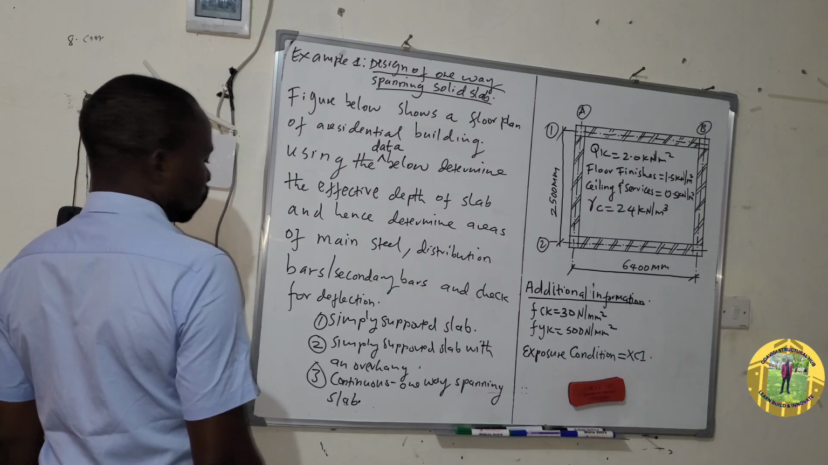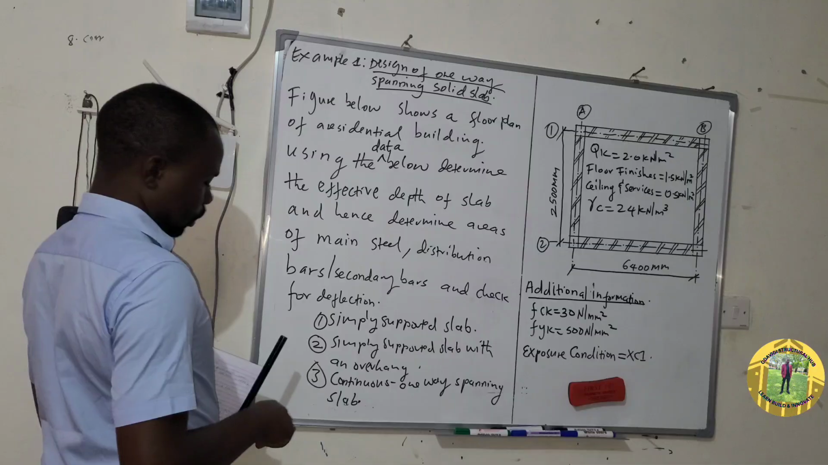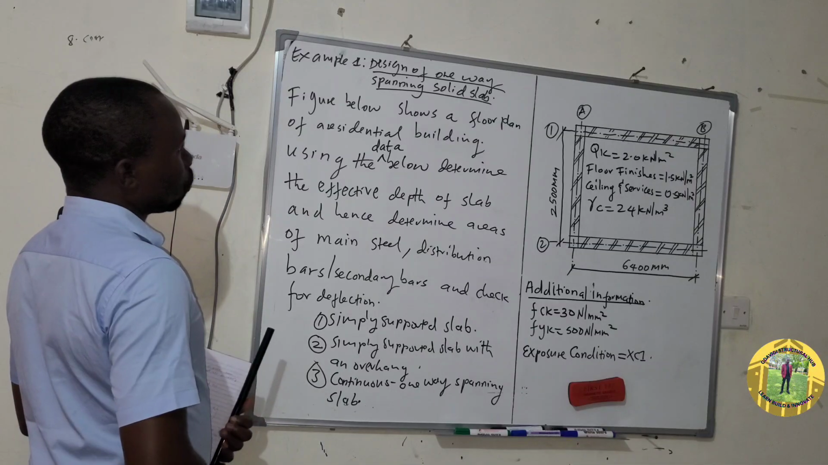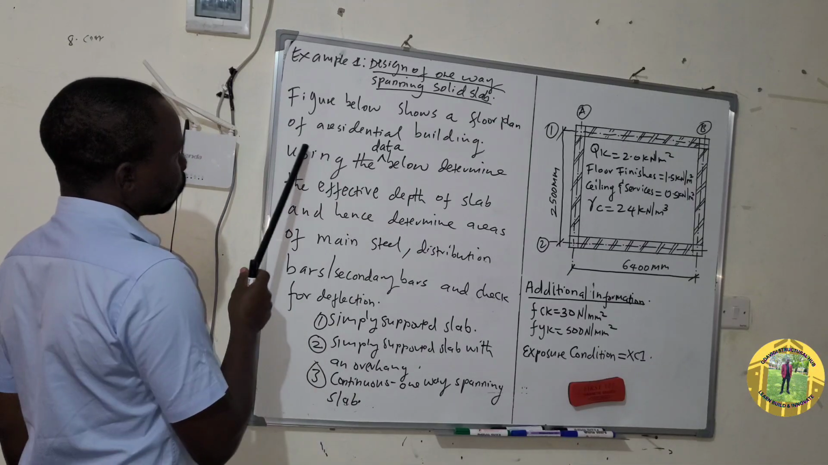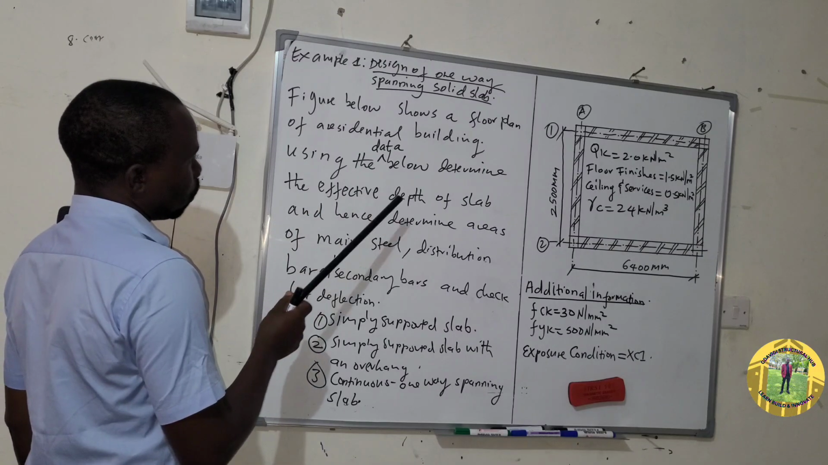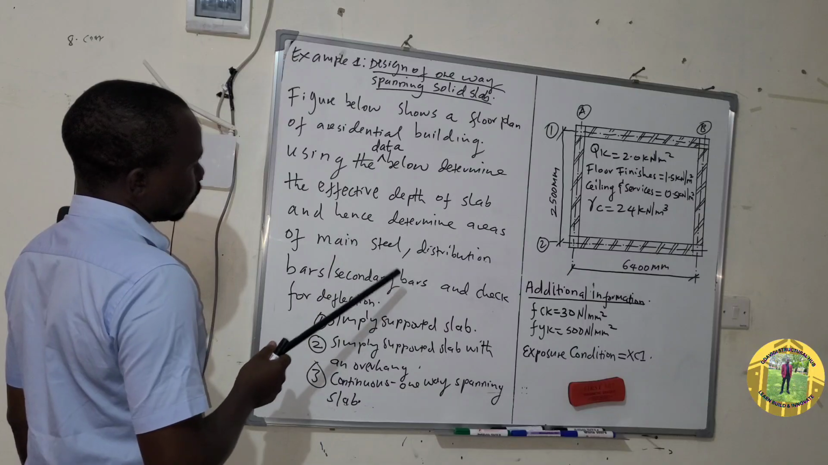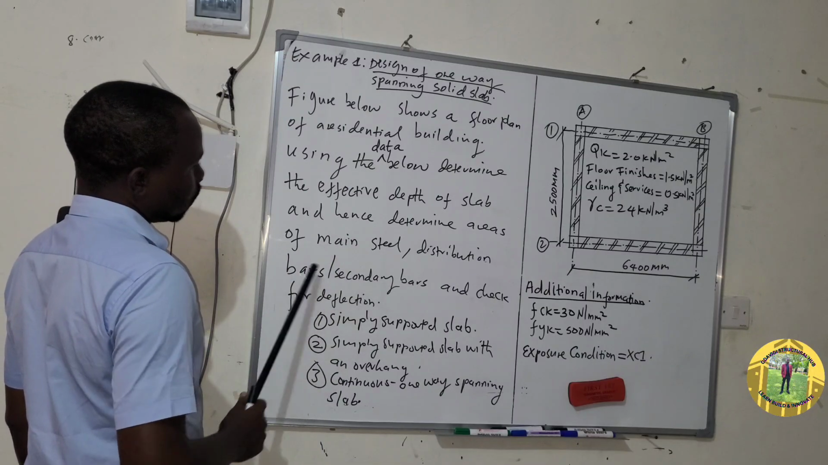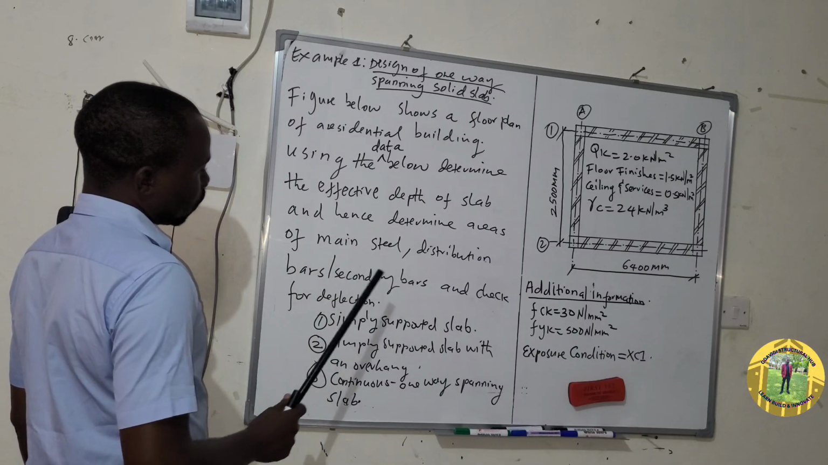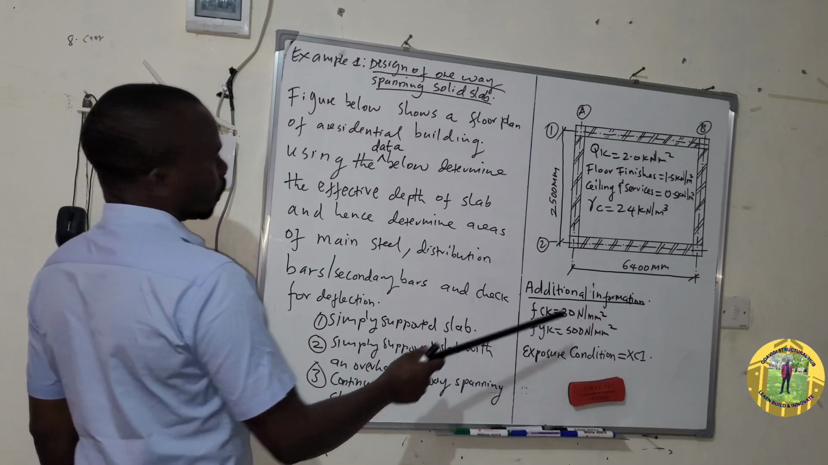So the question is on the board and it reads, figure below shows a floor plan of residential building using the data below. Determine the effective depth of slab and hence determine areas of main steel, distribution bars or secondary bars, and check for deflection. So this is the plan.